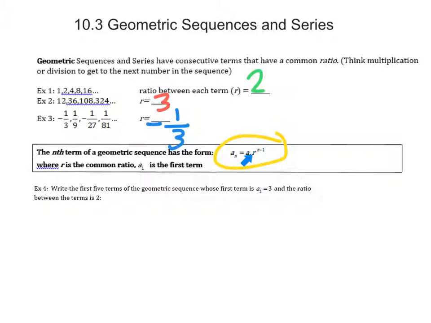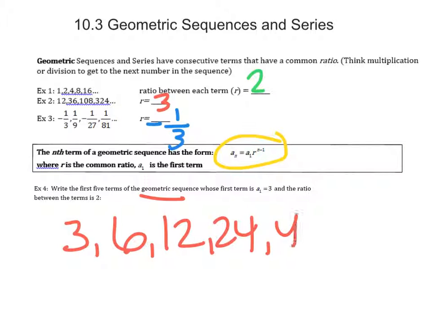Your ratio is going to be a number that's at the base of your exponents, so that's how you know what your ratio is, raised to the n minus 1. So I want to write the first 5 terms of the geometric sequence whose first term is a sub 1 equals 3, and the ratio is 2. So this you don't really need the formula for. If you know that it's geometric, you start with 3, and then if you're multiplying by 2, that gives you 6. 6 times 2 gives you 12, 24, 48. There are my first 5 terms.